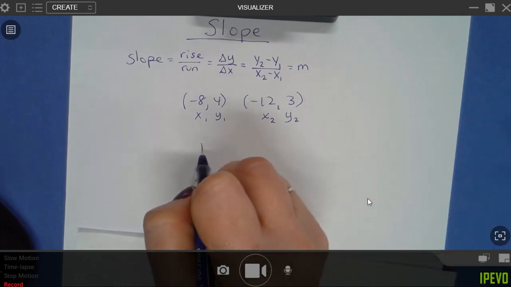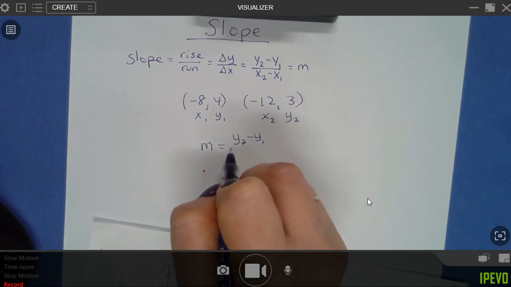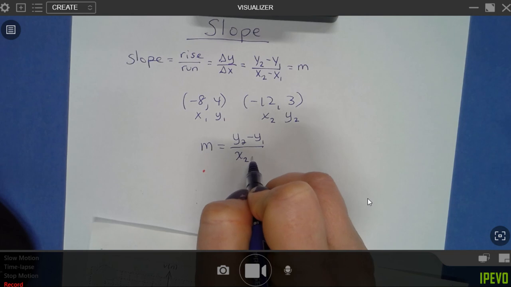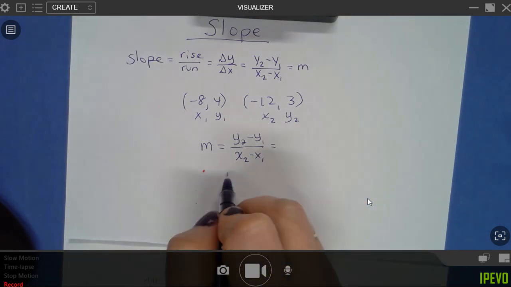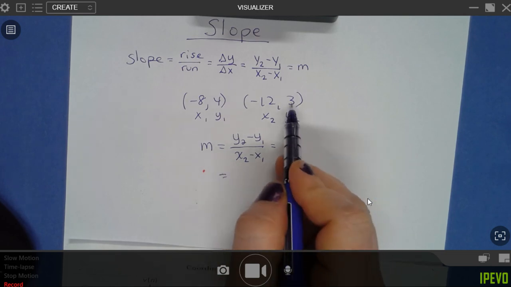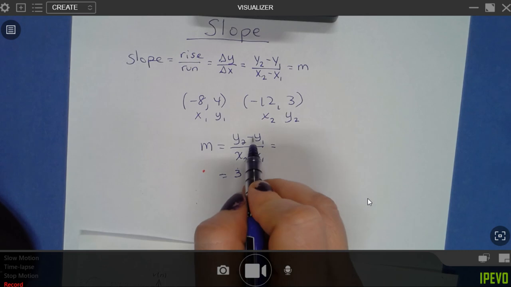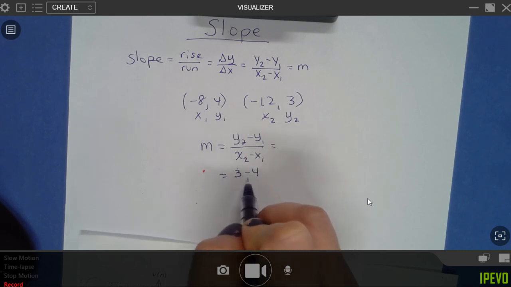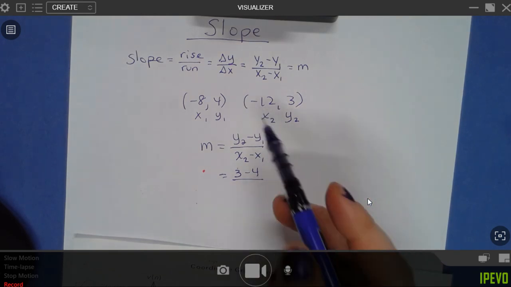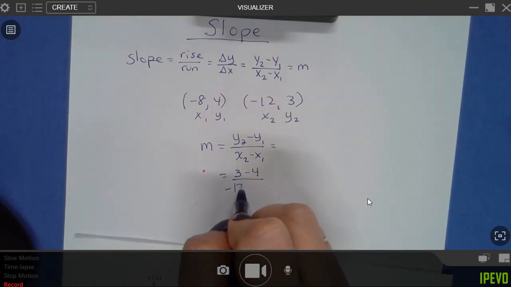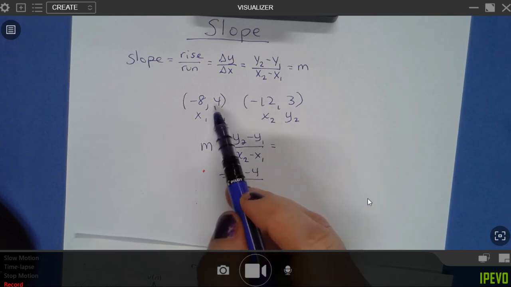Now we're going to fill it into the equation. I like to write the equation out. It helps you learn the equation. It also organizes your thoughts and keeps things straight. So y2 is 3. y1 is 4. So we're subtracting the 4. x2 is -12. Now be careful with the negatives. We're going to subtract -8.